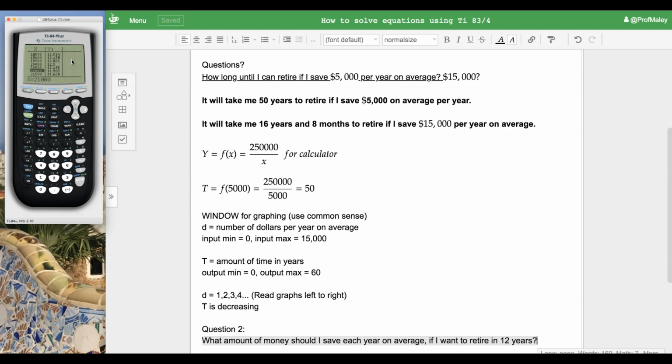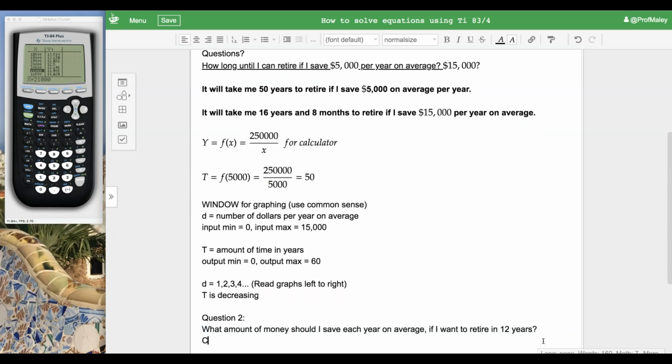But let's say I wanted a countdown, like down to the day, how long it's going to take. Well, there's two ways I can solve it. One would be to solve it algebraically, or graphically. I'm going to show you how to do it graphically right now.